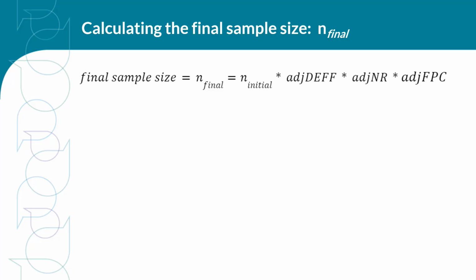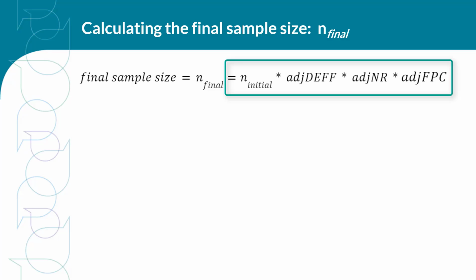Now that we've defined each of these variables, here is the complete formula for calculating the final sample size, or n final. N final equals the initial sample size, n initial, times the design effect adjustment, ADGE-DEFF, times the non-response rate adjustment, ADGE-NR, times the finite population correction, ADGE-FPC, where each of these is applicable.